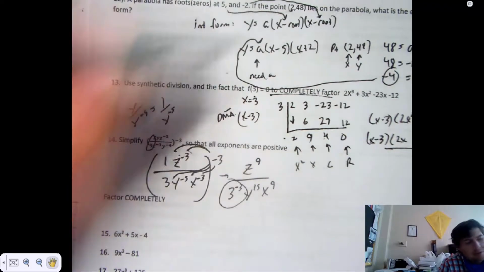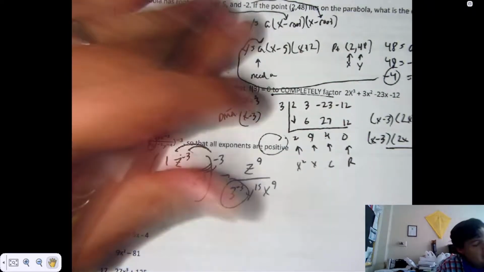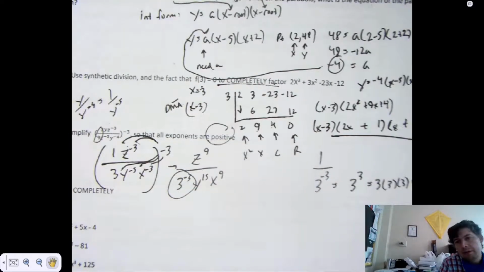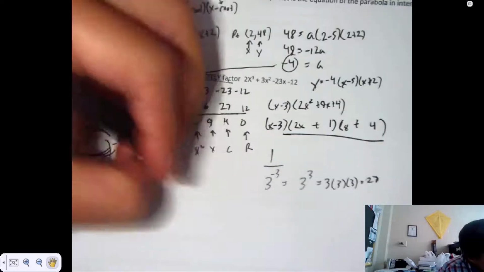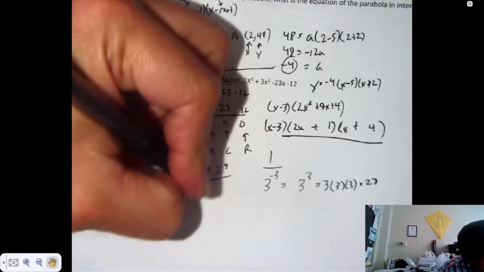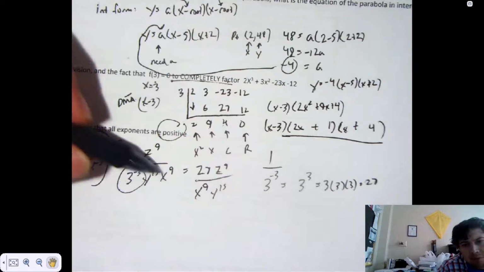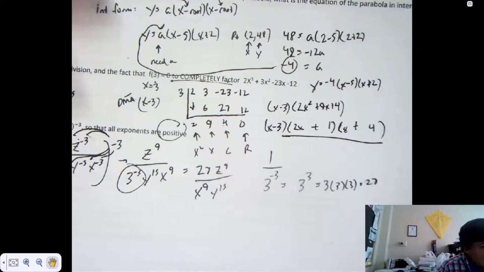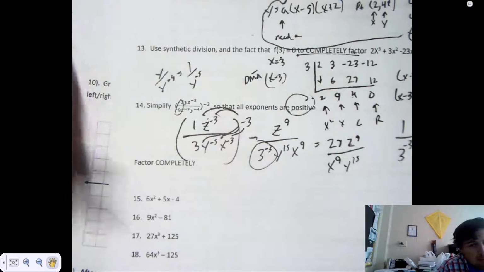Now we still have this issue. The deal is all exponents are positive. So 1 over 3 to the negative 3rd is up high a 3 to the 3rd, which is a 3 times a 3 times a 3, which is 27. So actually a 27 belongs up high. 27 z to the 9th over x to the 9th, y to the 15th. And I just rearranged those two because x's come before y's. And that is 14.